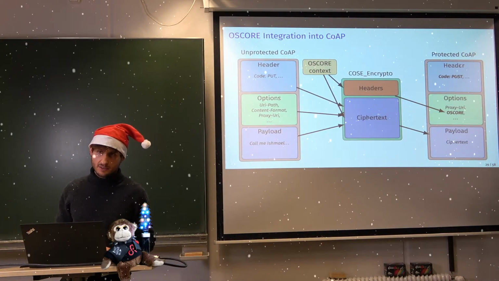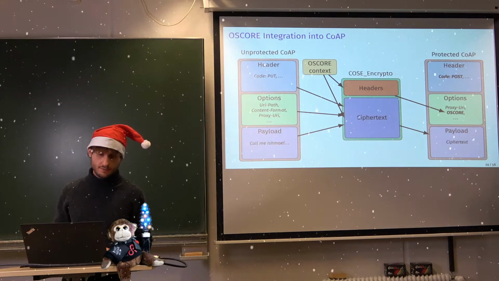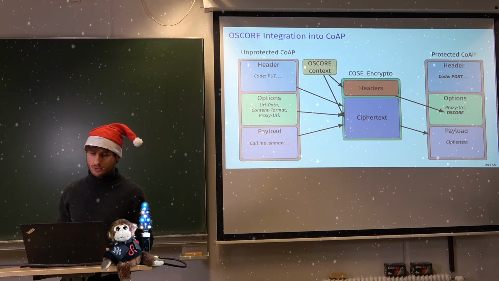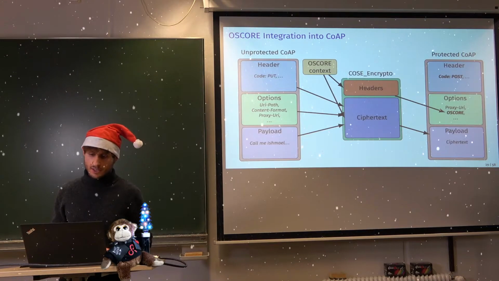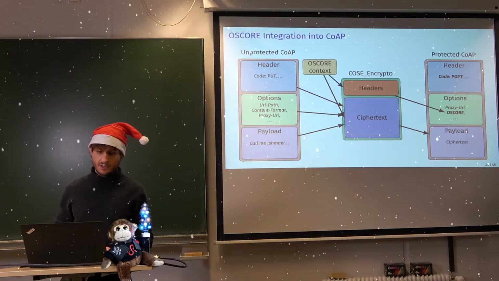We have a new header for the CoAP packet. In this case, it has to be method code POST. That's how it's defined. We have a new option, and this option is now an OSCORE option. And that OSCORE option includes the header part of the COSE Encrypt0. And then we have the payload, and the payload is the ciphertext of the Encrypt0.